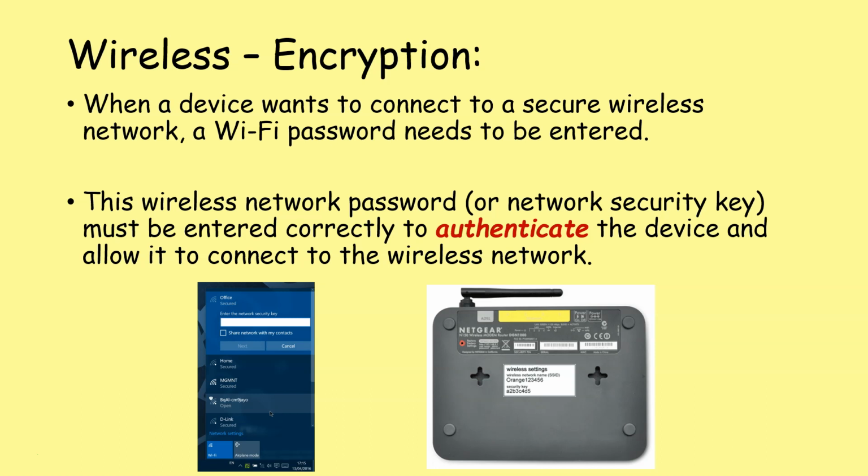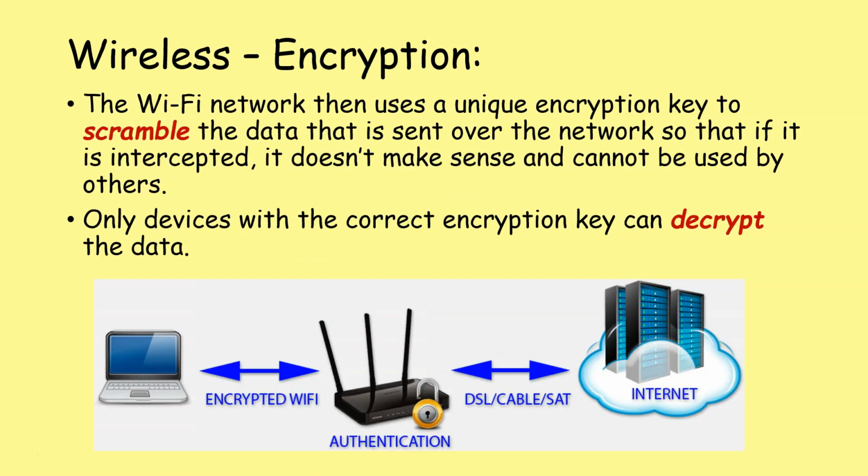Maybe at home you've got a wireless access point, a wireless router, and it'll have like the default security key on the bottom that you can type in. Of course, it would be better if you changed it to something else, but we use this security key to authenticate the device and allow it to connect to the wireless network. The Wi-Fi network then uses a unique encryption key to scramble the data that's sent over the network so that if it is intercepted, it doesn't make sense and cannot be used by others. Only devices with the correct encryption key can decrypt the data.